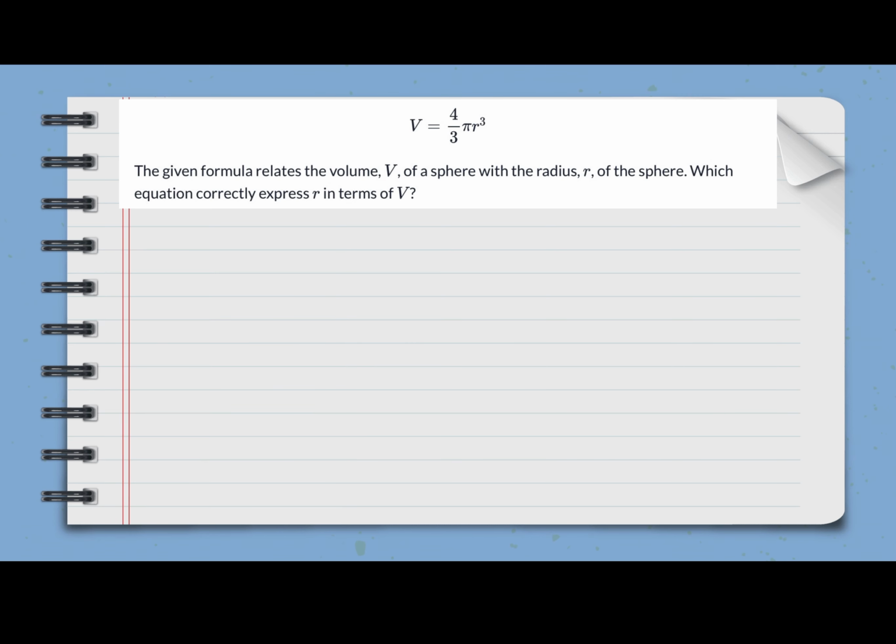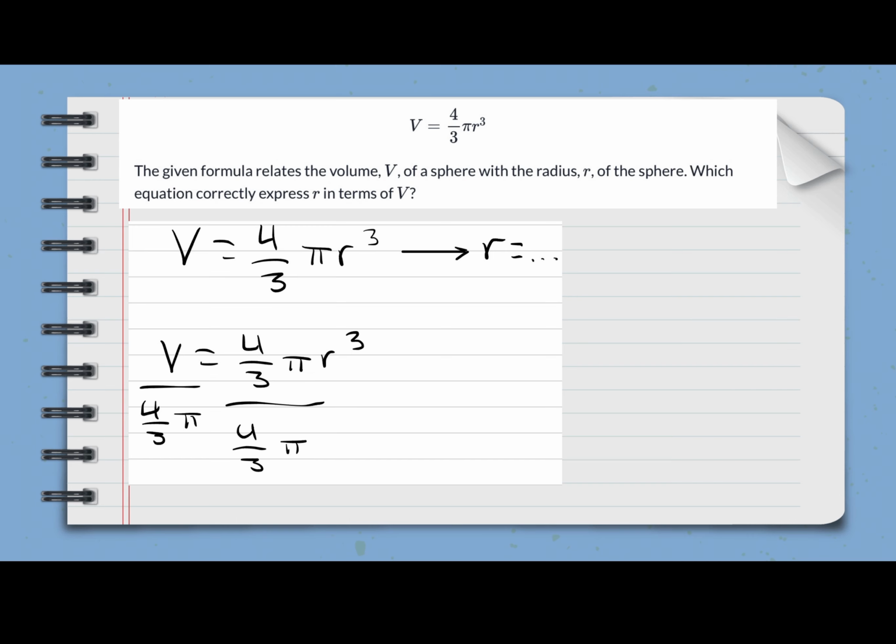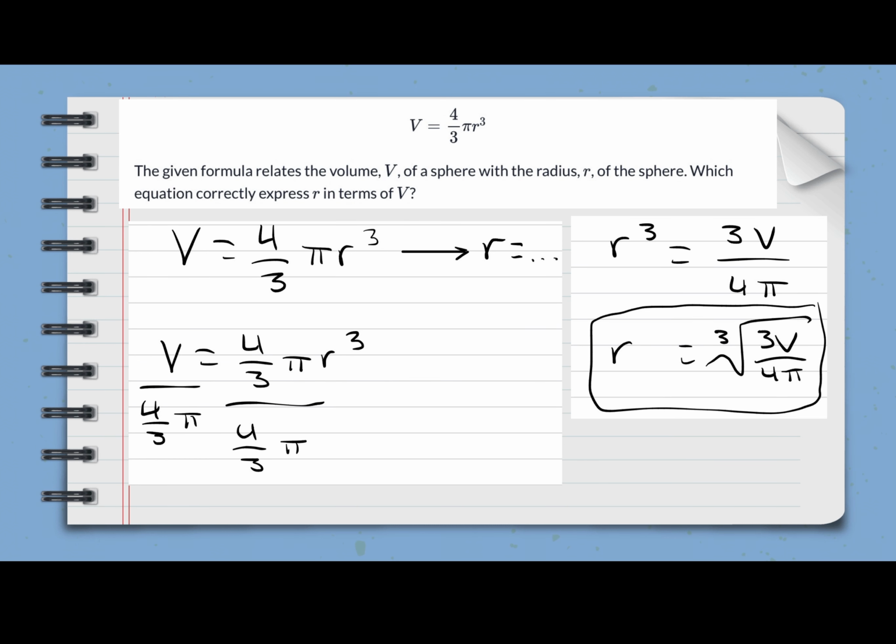So you can do that by trying to just solve for r. So like I said, we're solving for r. So you can divide out the 4/3 and pi, which you'll end up getting r cubed equals 3v over 4 pi. And then you can cube root that to get the final answer.